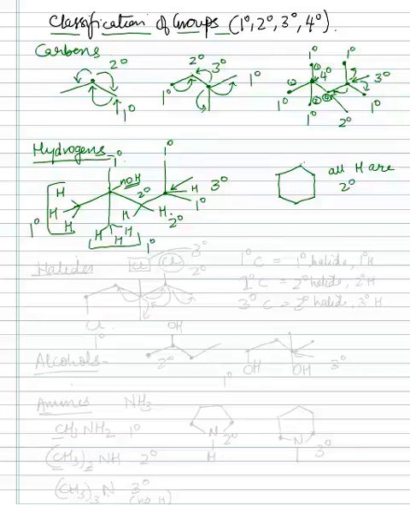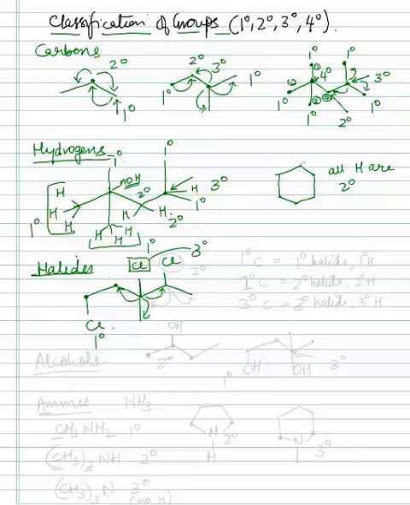Now let's look at some other groups. Say a halide. It's exactly the same thing. So for example, let's look at this compound. This carbon here is a primary carbon because it's connected to 1 carbon over here, and so therefore this chlorine is a primary chlorine. This chlorine here is connected to a carbon that is connected to 1, 2, and 3 carbons, so this chlorine is a tertiary chlorine.